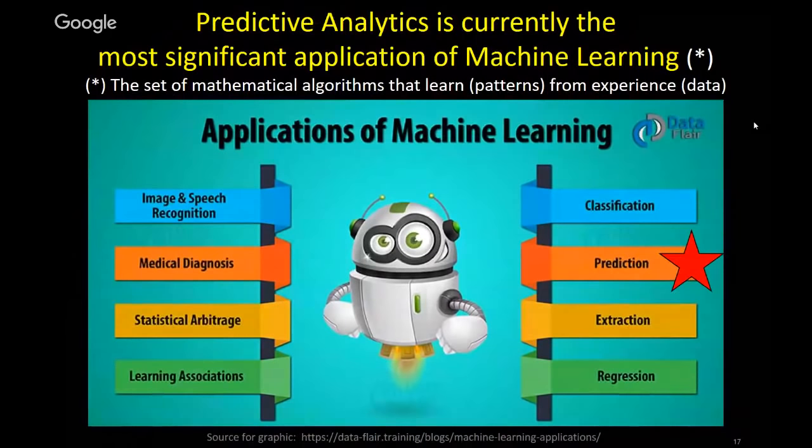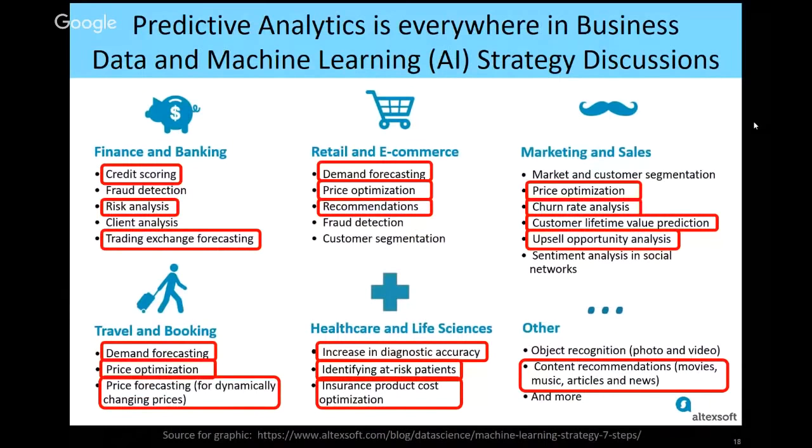So getting right into predictive now. Predictive analytics is probably one of the most significant applications of machine learning. That is, these algorithms that learn from experience. That is, it learns patterns from prior data. And when we look at analytics in a general way, that is, what are the applications of machine learning and AI in business strategy discussions?